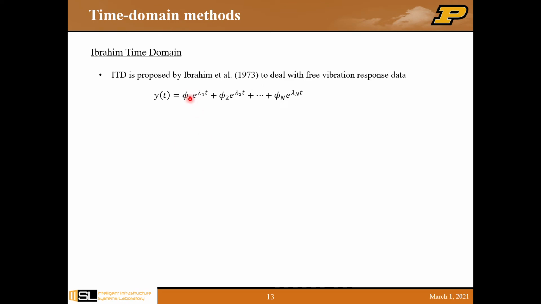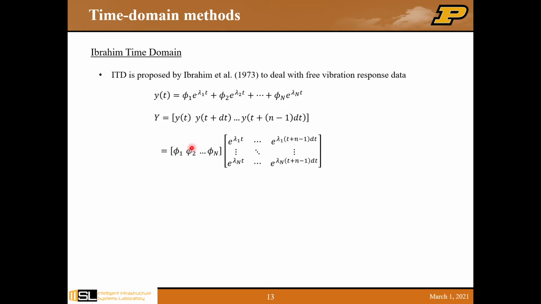Here phi 1, phi 2, up to phi n are the mode shapes, and the second item, e to the lambda 1 t, lambda 2 t, and so on, corresponds to the eigenvalues in the S domain. Then we can build the Y matrix that consists of n samples. It can be decomposed into two parts: the mode shape matrix and the eigenvalue matrix in the Z domain.